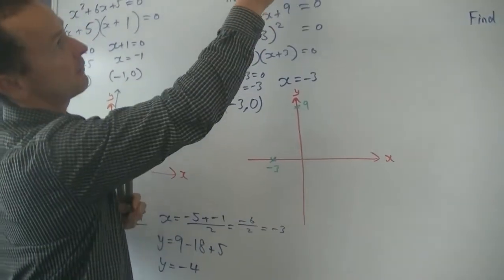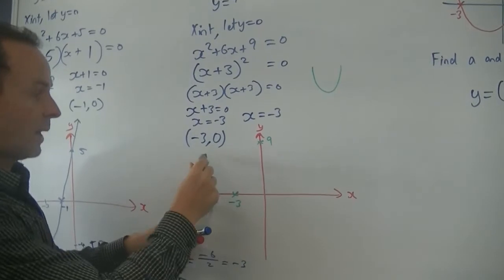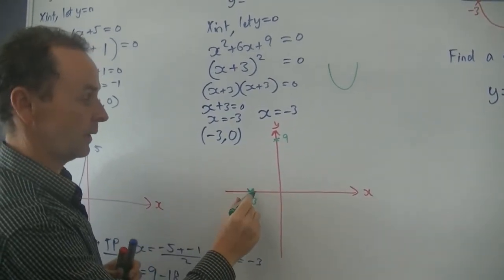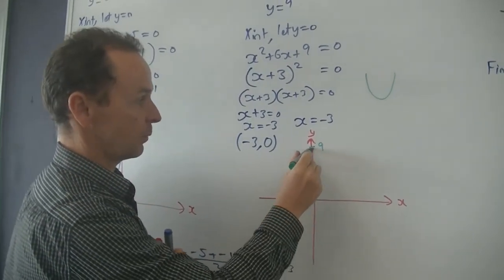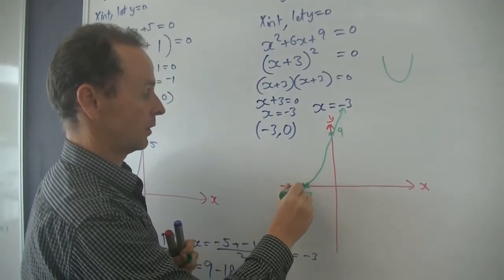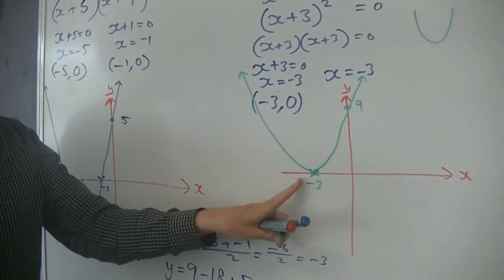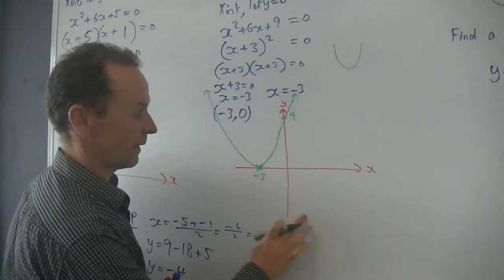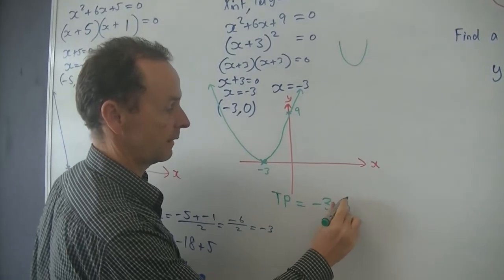Now, if you think about it, it's an upright parabola, so we know it looks something like that. The only way we can do this with one x-intercept is if the turning point was actually on that x-intercept as well. So if the turning point's there, our graph is going to look something like that, because we've only got one x-intercept, which is also the turning point. So don't forget, right at the end, make sure you say the turning point is also negative 3, 0.